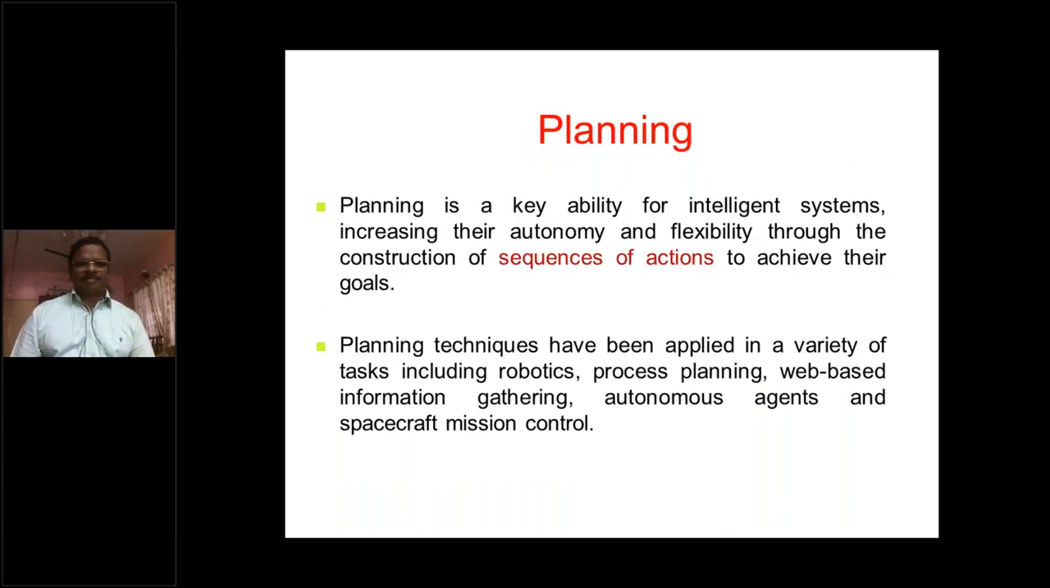Now, what is planning? Planning is a key ability of intelligent systems, which increases their autonomy and flexibility through the construction of sequences of actions to achieve their goals. In order to achieve the goals of a particular machine, a sequence of actions is carried out based on its input value. This is planning. Planning techniques have been applied in a variety of tasks, including robotics, process planning, web-based information gathering, autonomous agents, and spacecraft mission control. Everything is available under planning.